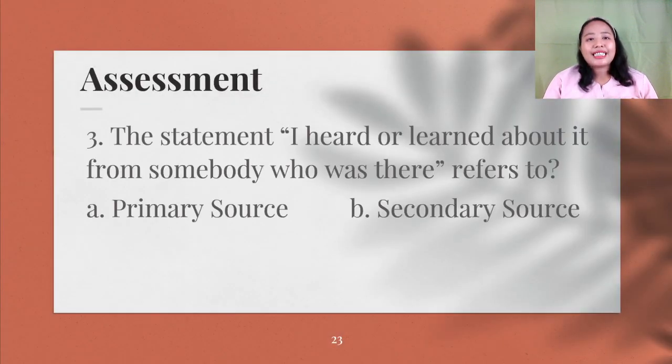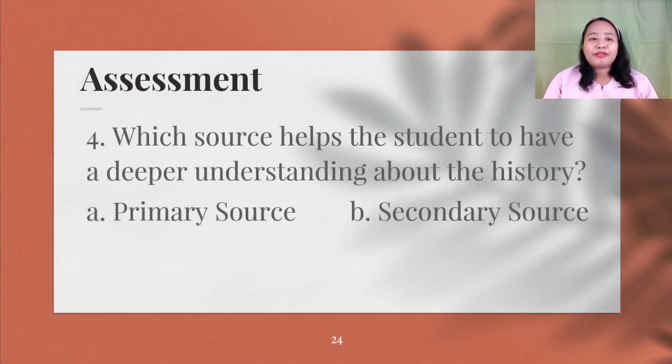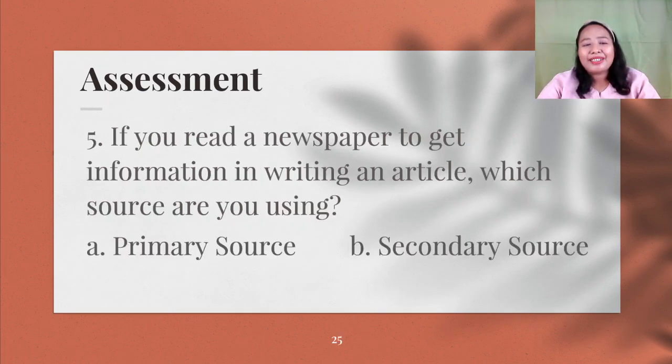Number 3. The statement, "I heard or learned about it from somebody who was there," refers to A. Primary source. B. Secondary source. Number 4. Which source helps the student to have a deeper understanding about the history? A. Primary source. B. Secondary source. And last number, if you read a newspaper to get information in writing an article, which source are you using? A. Primary source. B. Secondary source.